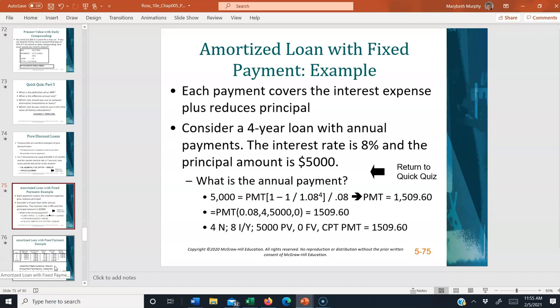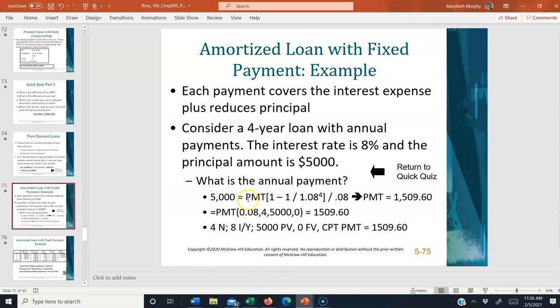Okay, an amortized loan with fixed payment example. Each payment covers the interest expense and reduces principal. Consider a 4-year loan with annual payments. The interest rate is 8% and the principal amount is $5,000. What is the annual payment?